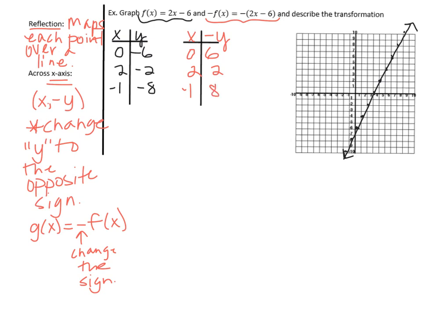Watch the reflection happen as I plot those new points. 0, 6, 2, 2, negative 1, 8, way up like so. If I connect those 3 points and go all the way through the line, I will have reflected over the x-axis. Well, it is a reflection. My line wasn't working very well for me when I tried to draw that in, so hopefully yours looks a little bit better than that. If we look at our original function, f of x equals 2x minus 6, and negative f of x, we've done the reflection over the x-axis.